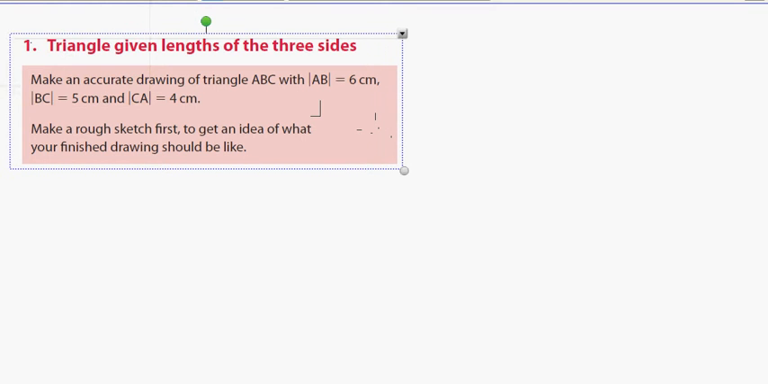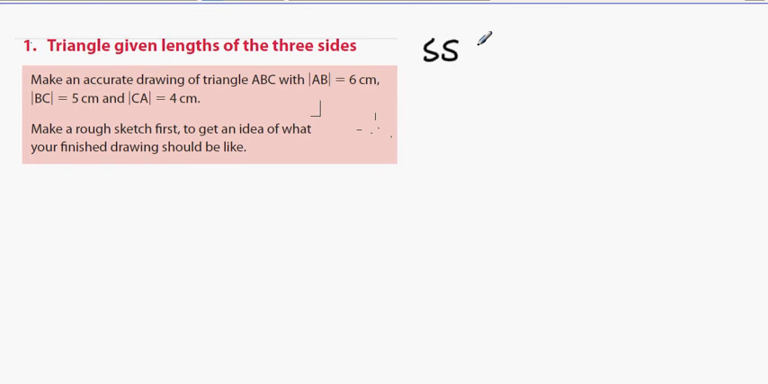Triangle of given lengths of 3 sides. This information, guys, is called side, side, side. You're given 3 sides, okay? Now what I'll always do is I'll always start off with the side of the longest measure, okay?